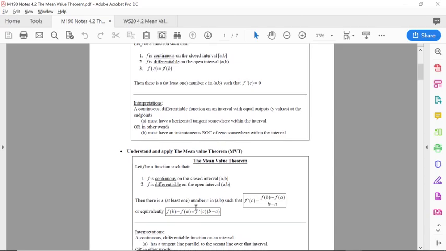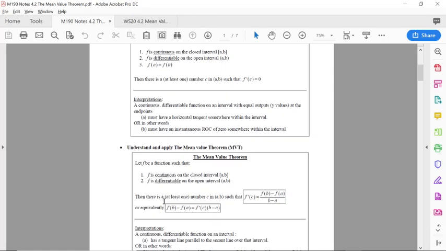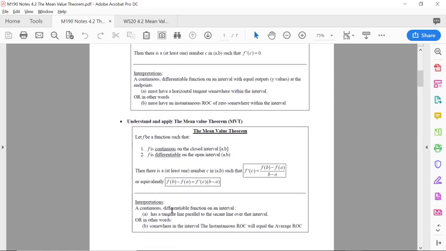And we know that these are going to be equal to each other for some value of c within the interval. Interpretations: A, a continuous and differentiable function on an interval has a tangent line parallel to the secant line over that interval. Or B, somewhere in the interval, the instantaneous rate of change will be the same as the average rate of change over that interval.